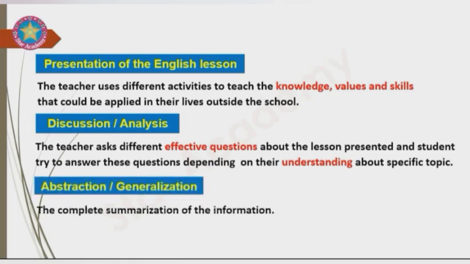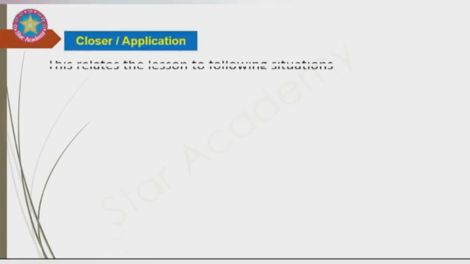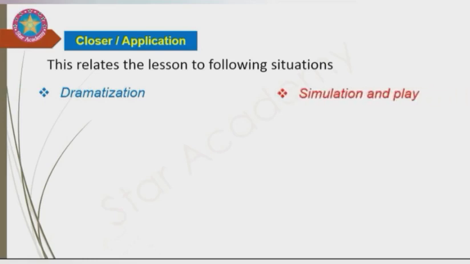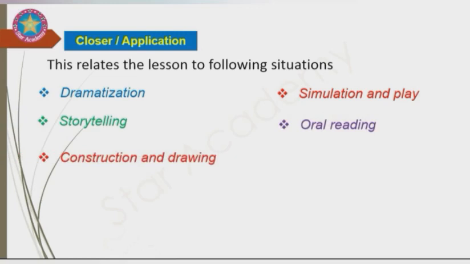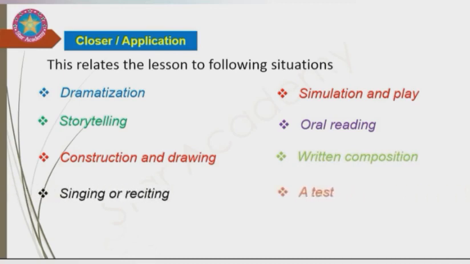Abstraction. The complete summarization of the information is abstraction or generalization. Now the fourth component, closure or application. This relates the lesson to following situations: dramatization, simulation and play, storytelling, oral reading, construction and drawing, written composition, singing or reciting, a test, solving a problem.